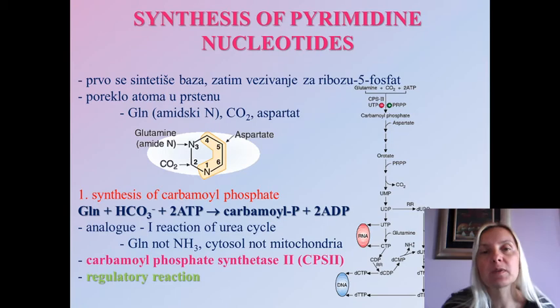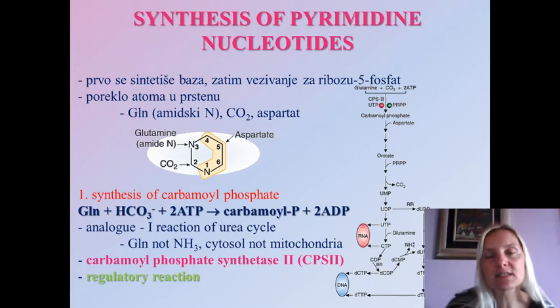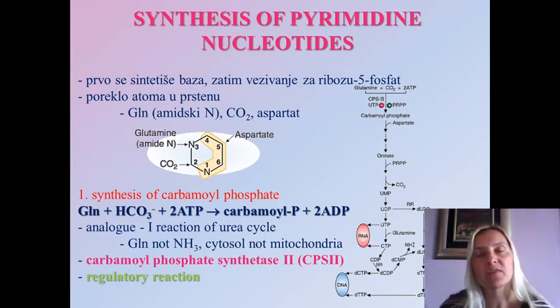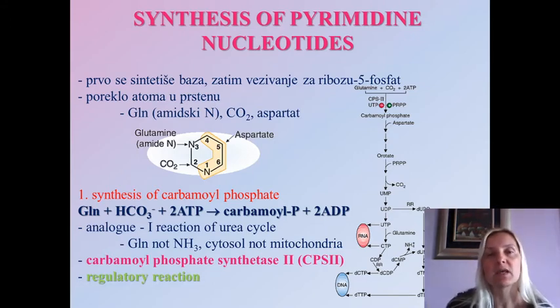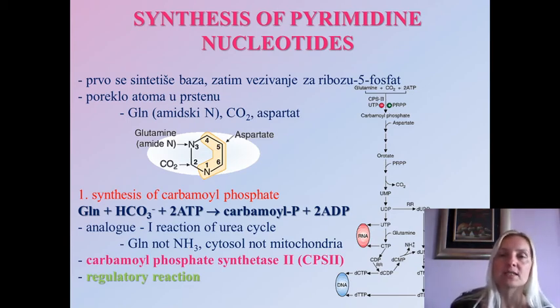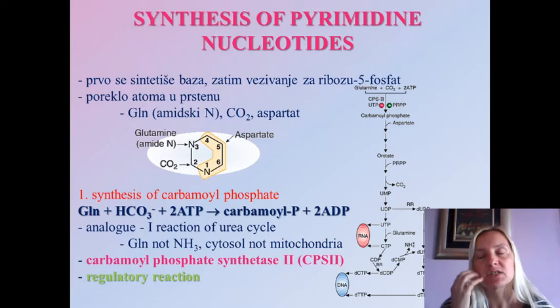So this one is marked with number 2, carbamoyl phosphate synthetase 2, which is located in the cytosol and not in mitochondria like its isoenzyme form, carbamoyl phosphate synthetase 1. But regardless of the type of isoenzyme, generally speaking, carbamoyl phosphate synthetase enzymes are regulatory enzymes. So like in the urea cycle, here as well, this reaction is a regulatory reaction, and CPS2 is the regulatory enzyme like CPS1 was in the urea cycle.